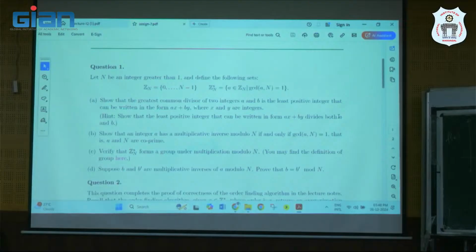Show that the greatest common divisor of two integers a and b is the least positive integer that can be written in the form ax plus by where x and y are integers, okay. Show that the GCD of two integers a and b is the least positive integer that can be written in the form ax plus by where x and y are integers.